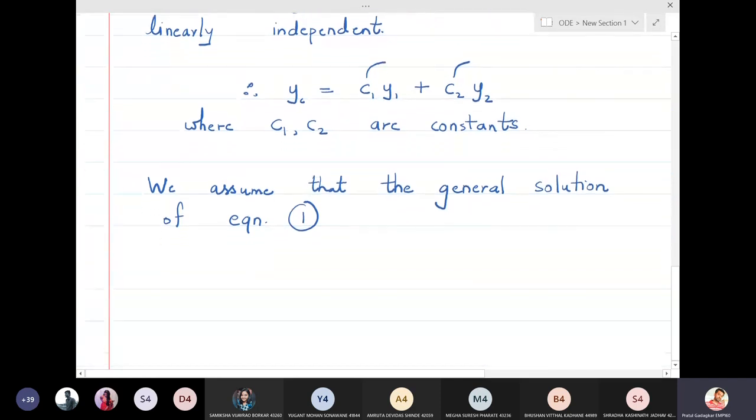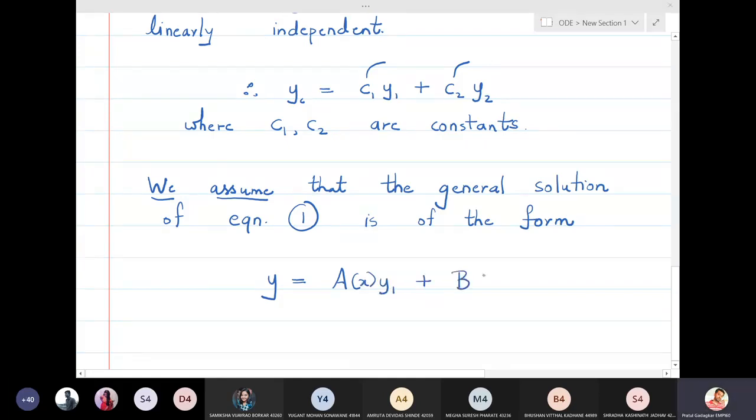So what do we assume? We assume that its solution is of the form y equal to a(x) y1 plus b(x) y2. Who are y1 and y2? y1 and y2 are those linearly independent solutions which you have obtained above from the complementary function, and those constants have now been replaced by these parameters a and b. So a and b are the parameters, so they will change with respect to x.